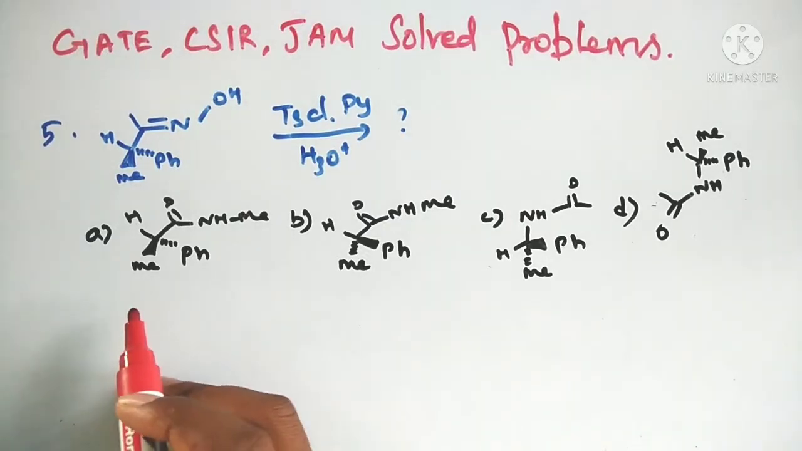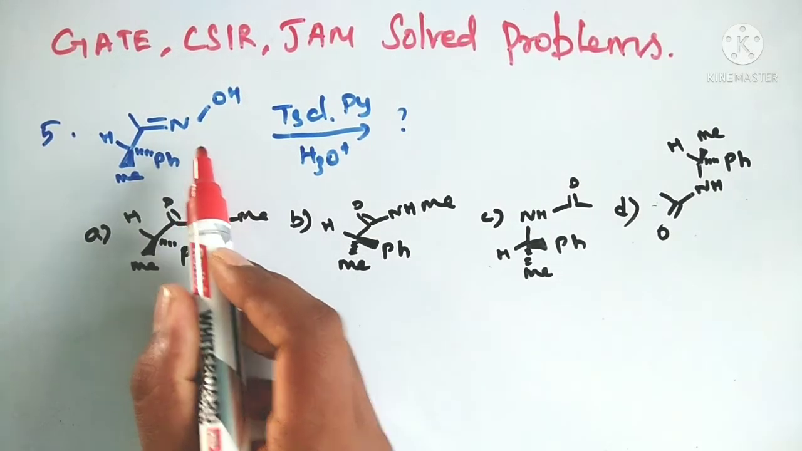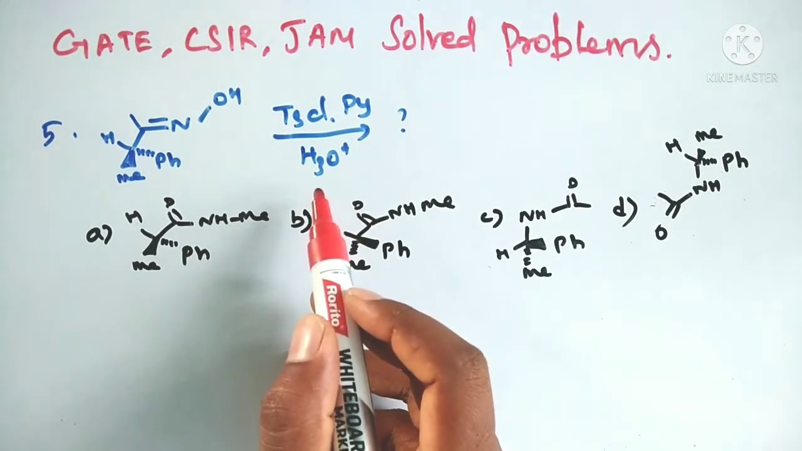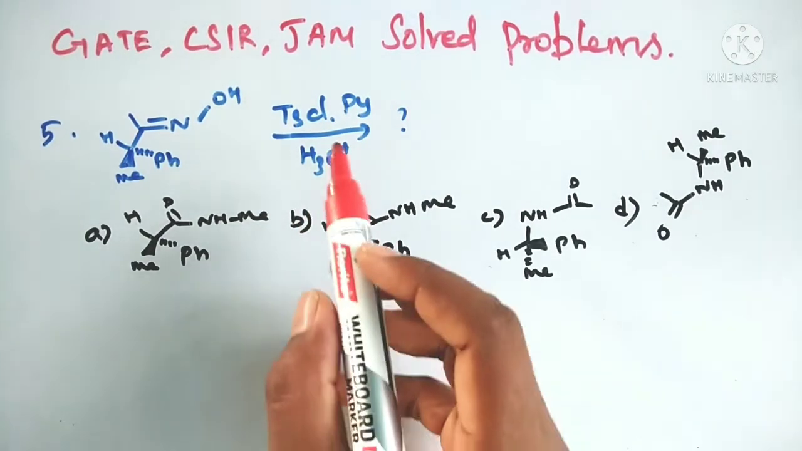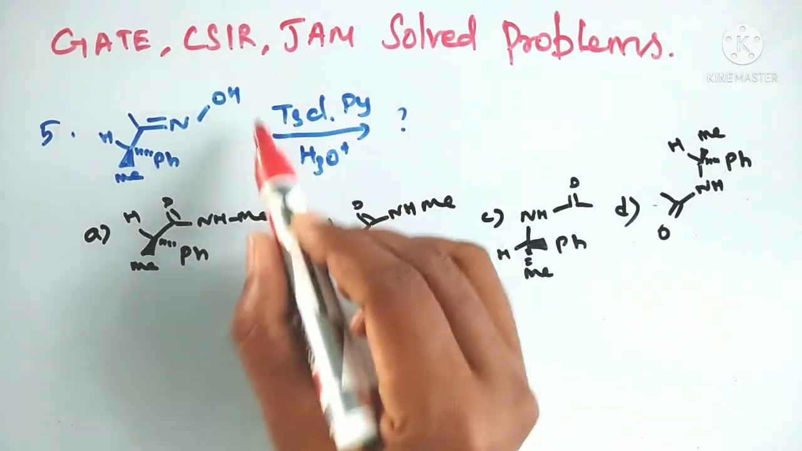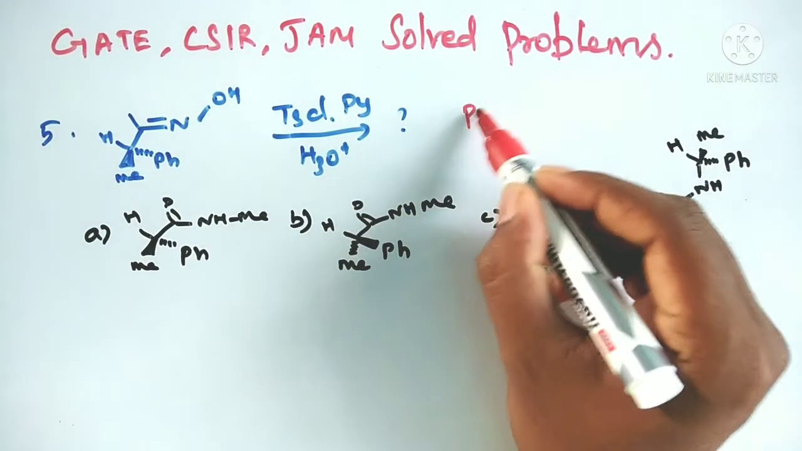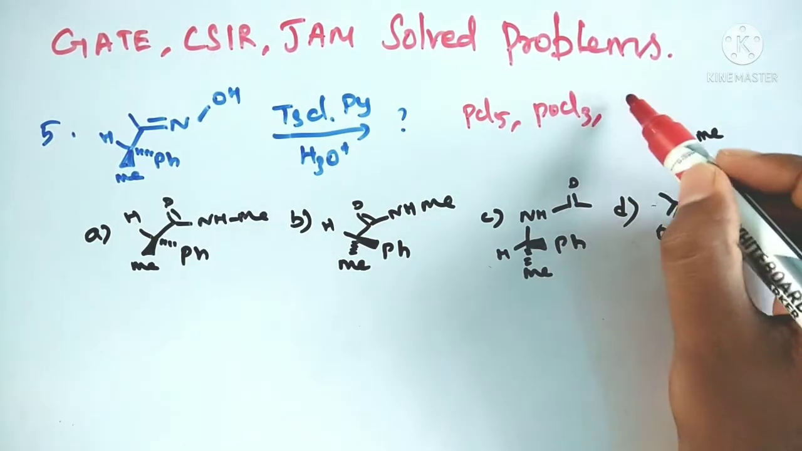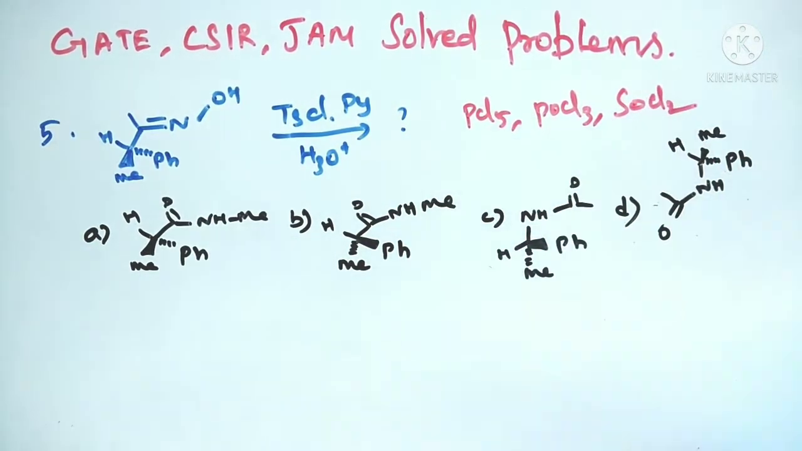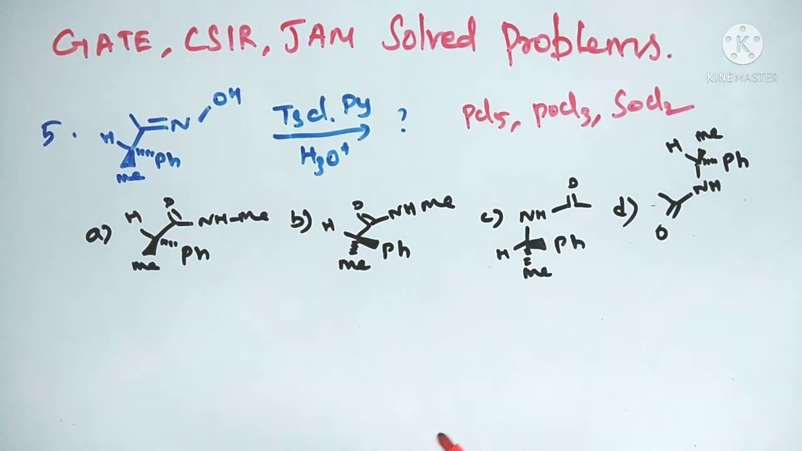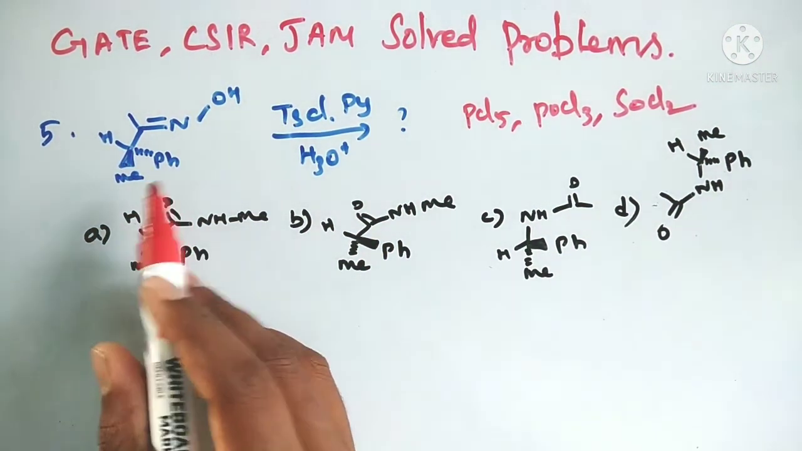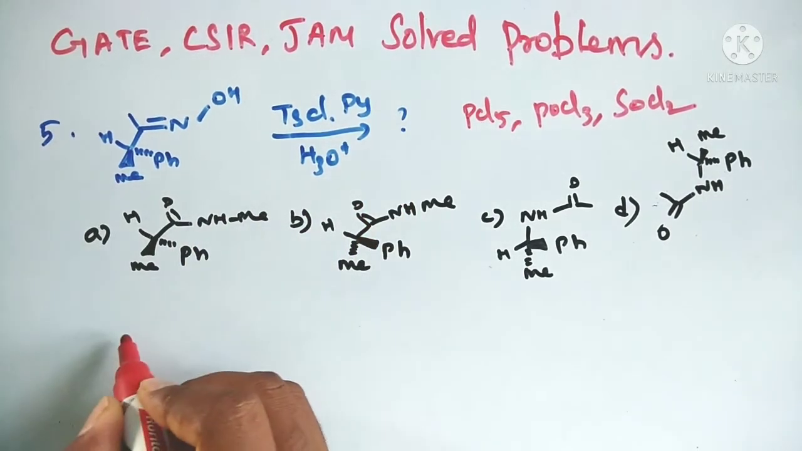The next problem is oxime presence of tosyl chloride, pyridine, hydrolysis. This is the Beckmann rearrangement. Not only proton acid, we can use also tosyl chloride, phosphorus pentachloride, phosphoryl chloride, and thionyl chloride. So many we can use to induce the rearrangement. Okay. What is the product formation?